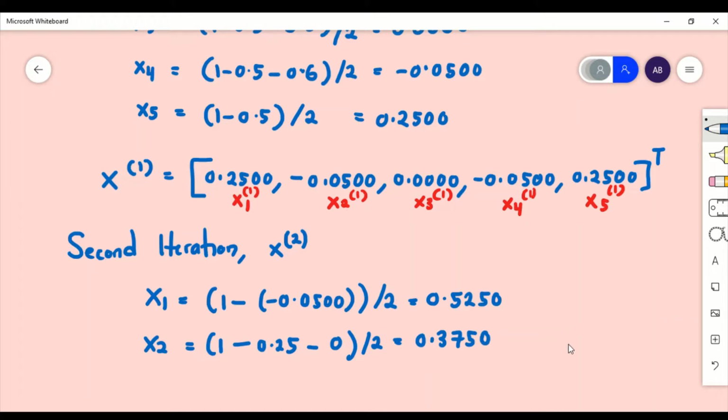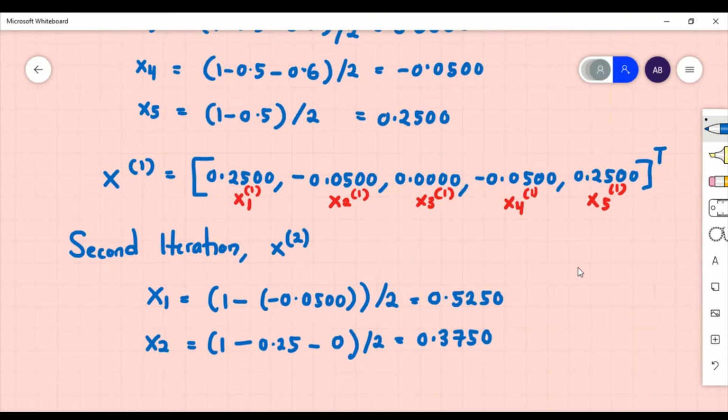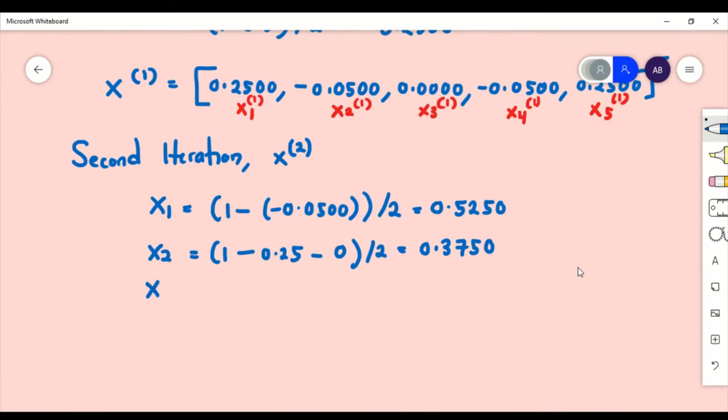And then in the next step, x3 is given as 1 minus x2 minus x4.